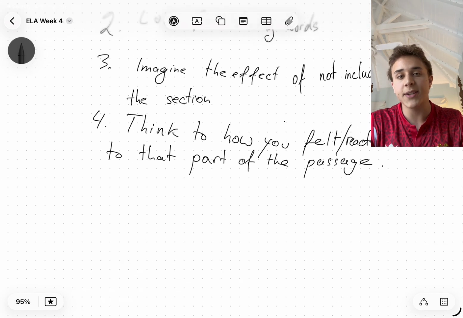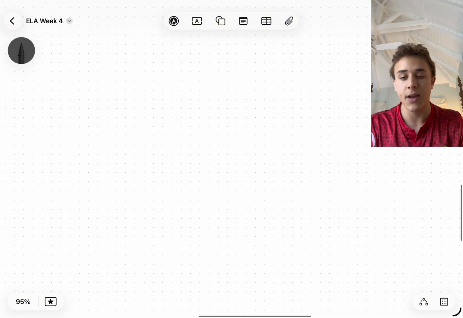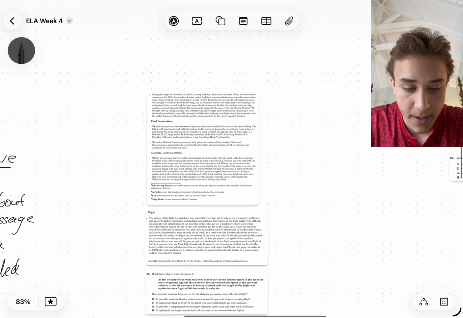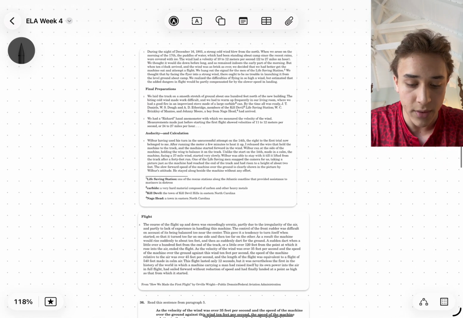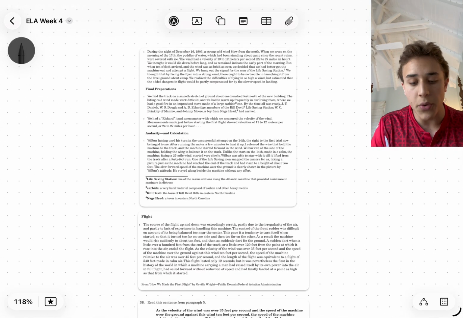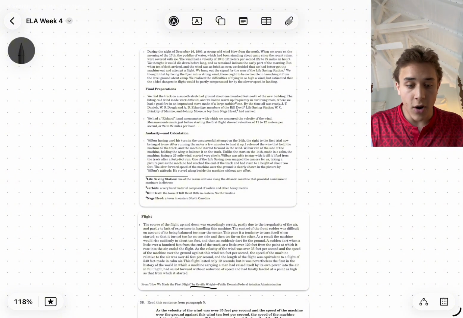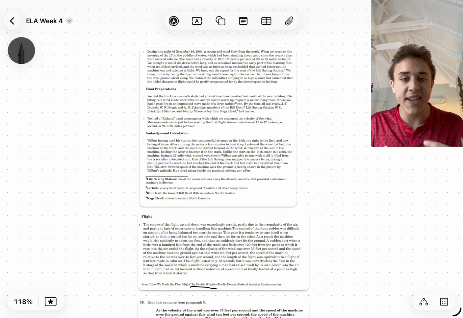So now we're going to look at some example questions from past SHSATs. The first is from this passage about the first flight of Orville and Wilbur Wright. It's important to note that this is actually written by Orville Wright. So although he's writing about their flight, he's also the author of it.